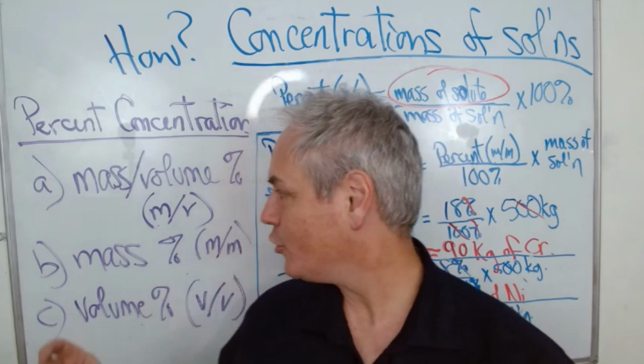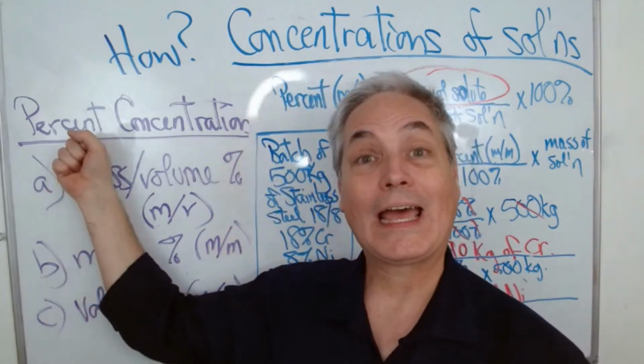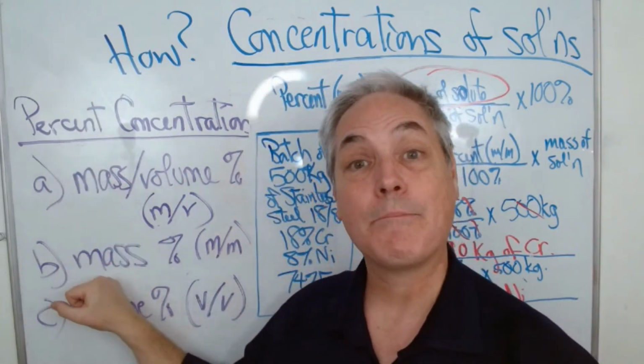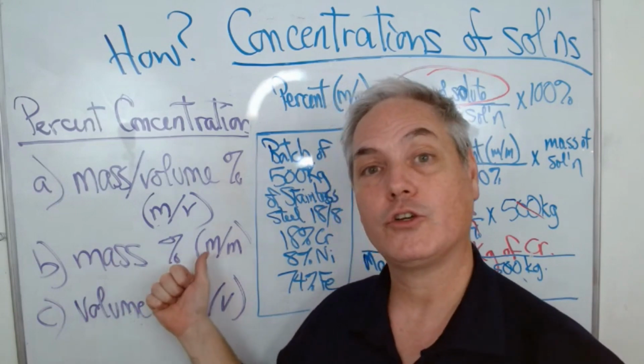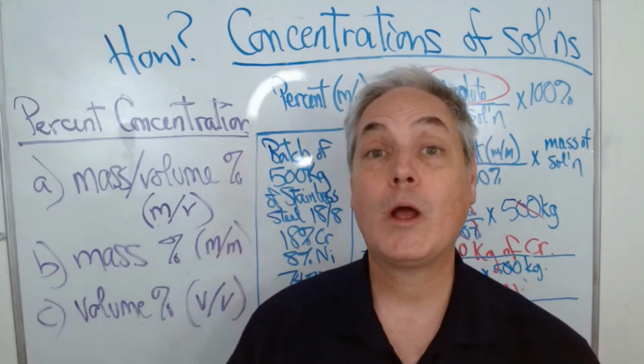So now we're going to look at a second way to look at percent concentration, and it is mass percent. That means a ratio between two masses.